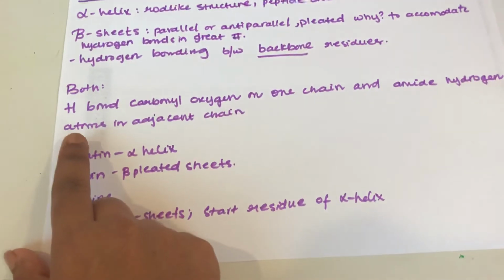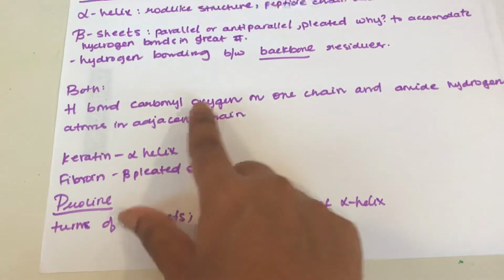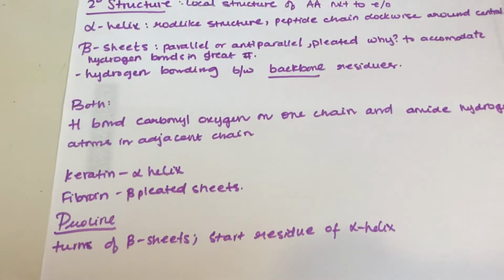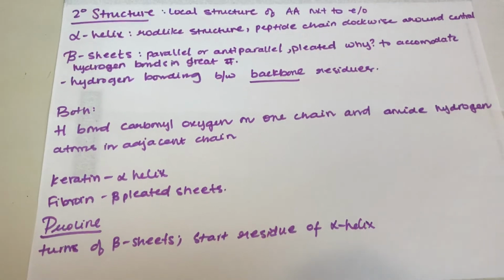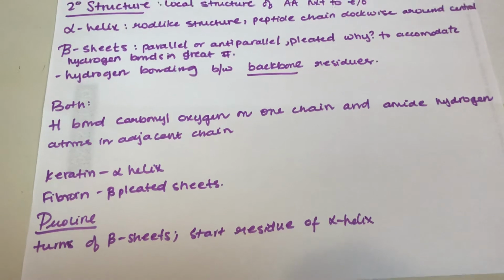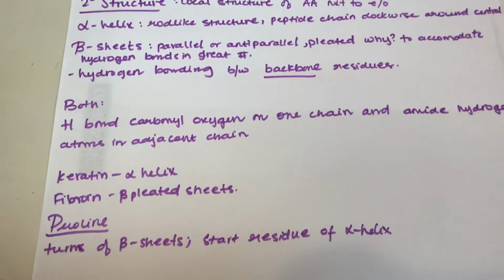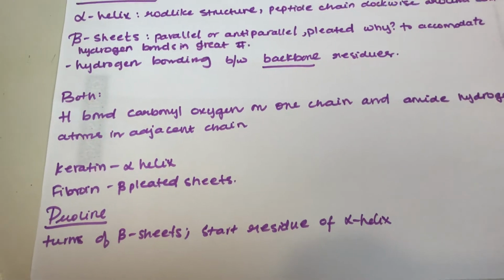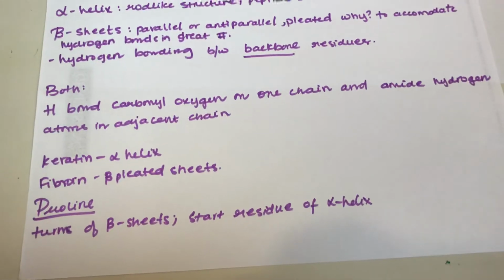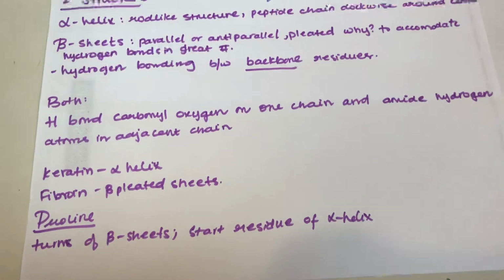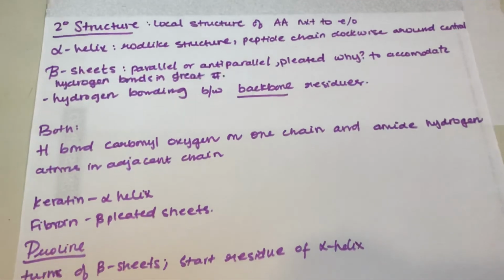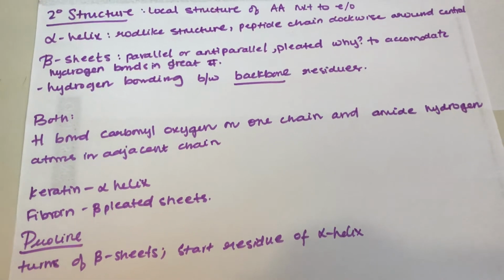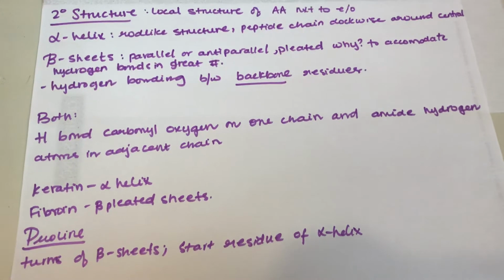Both of them have a hydrogen bond between a carbonyl oxygen on one chain and the amide hydrogen atoms in the adjacent chain. Keratin, a fibrous structural protein that you'll find in your hair and nails, is usually made up of an alpha helix. Fibroin is made up of pleated sheets. Proline is a special amino acid because if introduced into alpha helices, it will create kinks and somehow not assist in the proper functioning of the enzyme.